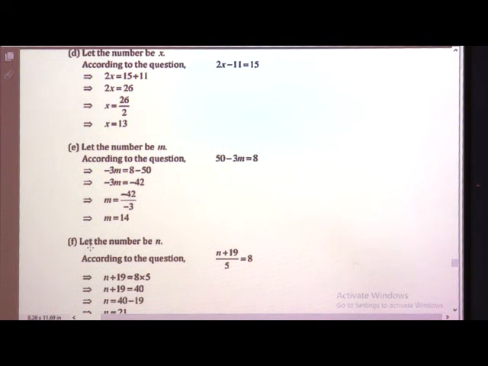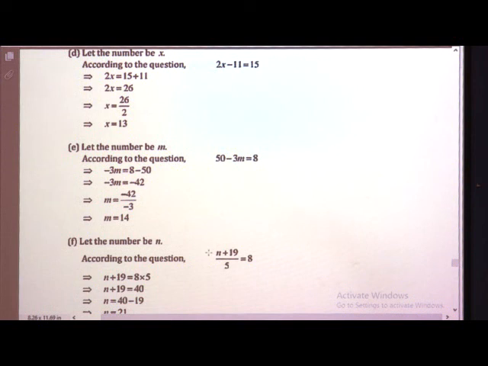Now next, let the number be n. I told you first that you can consider your own number and you have to form an equation. n plus 19 upon 5 is equal to 8. Here we are considering n, but it may be given as any alphabet, and we have to write an equation. So, n plus 19 upon 5 is equal to 8. According to this question we formed an equation.